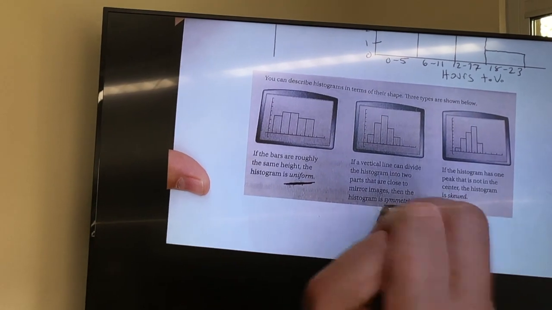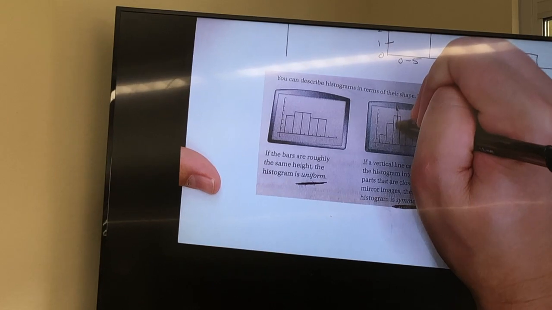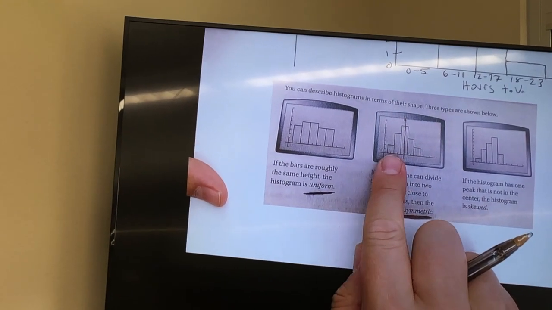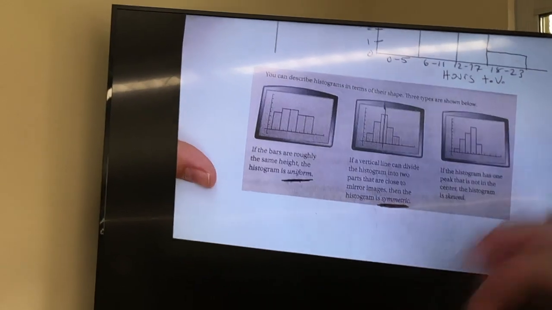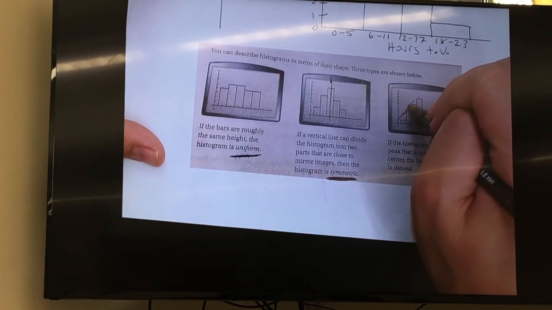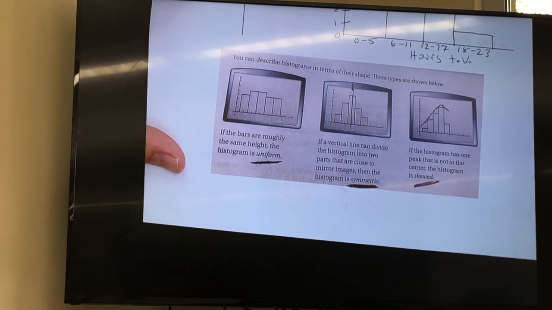Symmetrical means similar on both sides, I think. So if I drew this straight down, the left side looks very similar to the right side. And then if you see it pushing or falling in a certain direction, that will be called skewed.